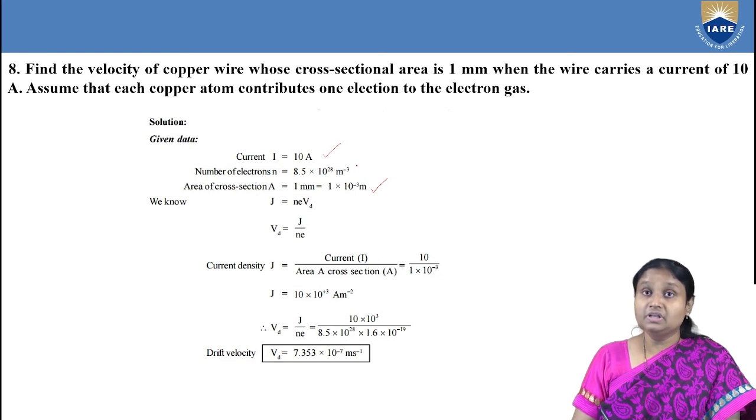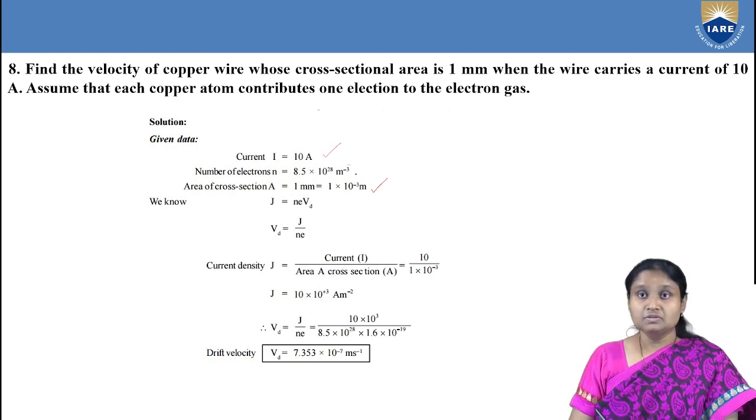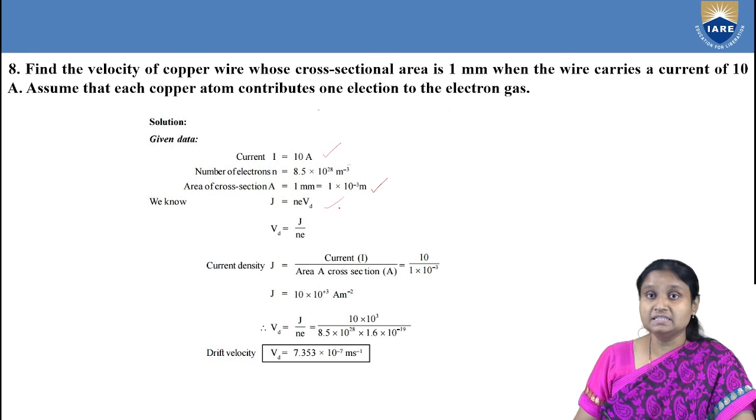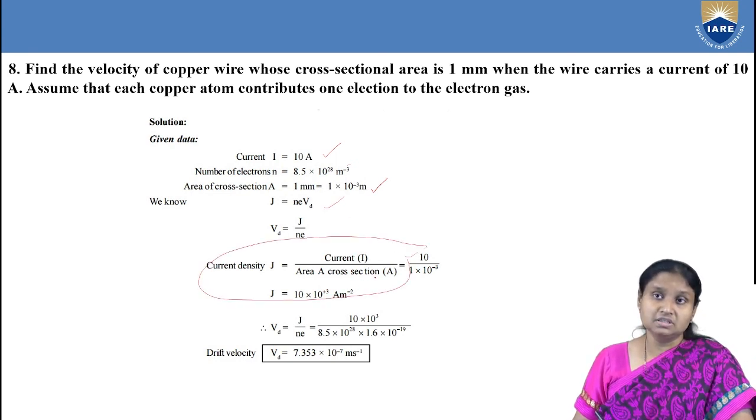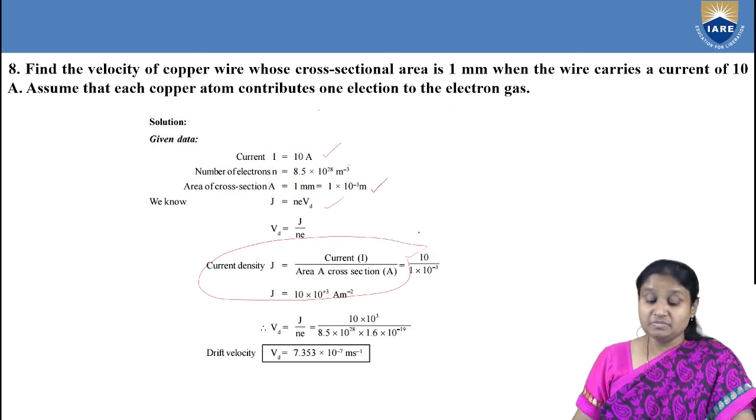Here we were given the density of electrons, which is 8.5 into 10 power of 28 electrons per meter cube, and we need to find the drift velocity. In order to find drift velocity, our first step is to find the current density. How to find current density? Simply current per unit cross-sectional area. Current is given as 10.